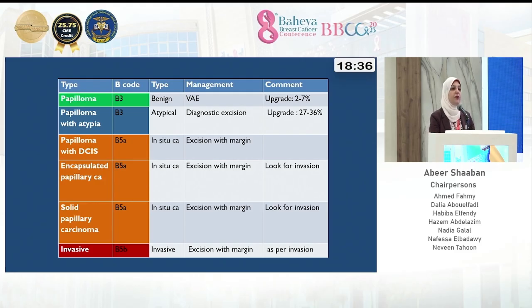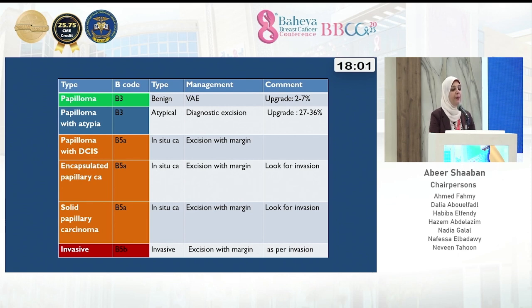If we diagnose a papilloma on core biopsy, we have to say whether it is associated with atypia or not. That's something the pathologist needs to include in their report. Papillomas without atypia are categorized as B3 and usually managed by vacuum-assisted excision. So there is no need for surgical excision for a papilloma without atypia, and the upgrade rate to in situ or invasive cancer is very low, up to around 7%.